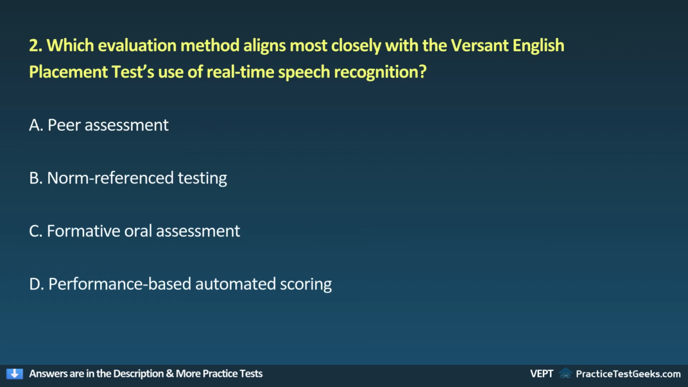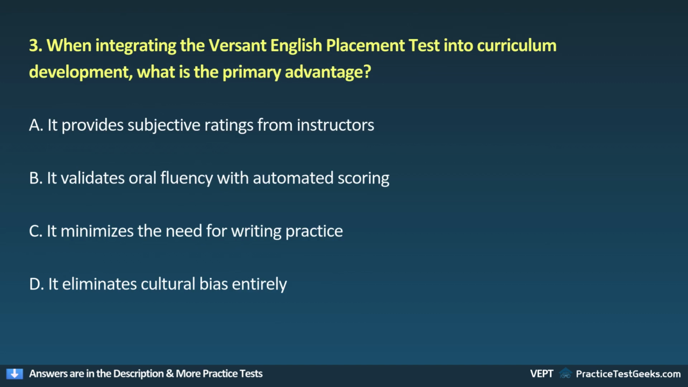2. Which evaluation method aligns most closely with the Versant English Placement Test's use of real-time speech recognition? A. Peer assessment. B. Norm reference testing. C. Formative oral assessment. D. Performance-based automated scoring.